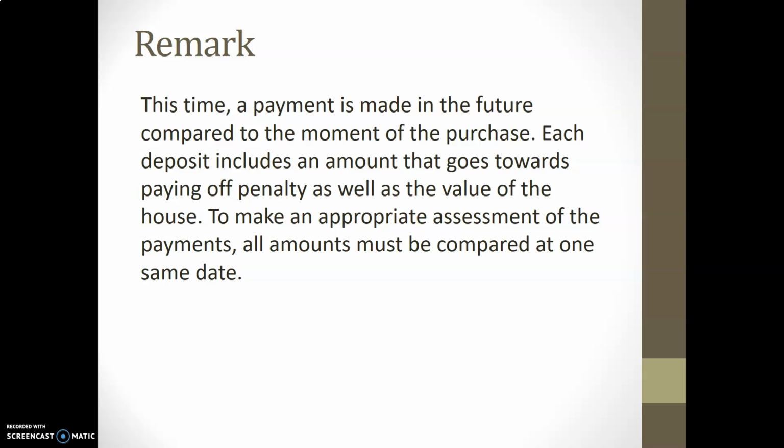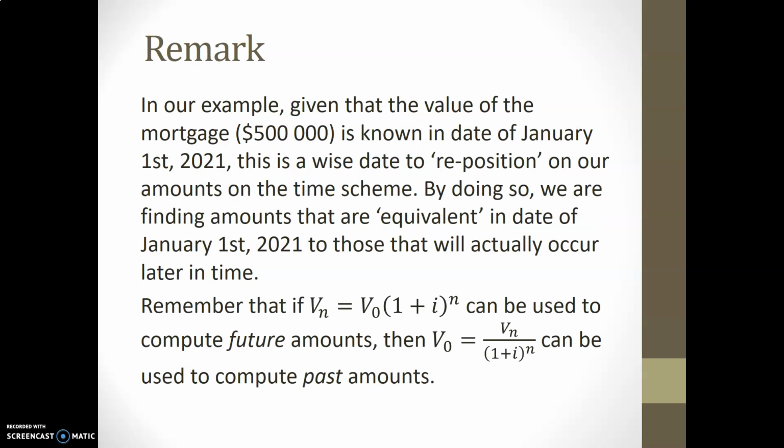To make an appropriate assessment of the payments, all amounts must be compared at one same date. So in our example, given that the value of the mortgage, $500,000, is known on January 1st, 2021, it's a wise decision to reposition our amounts on the time scheme to fit with that actual date. We're going to bring our amounts to date January 1st, 2021 in order to make accurate comparisons.